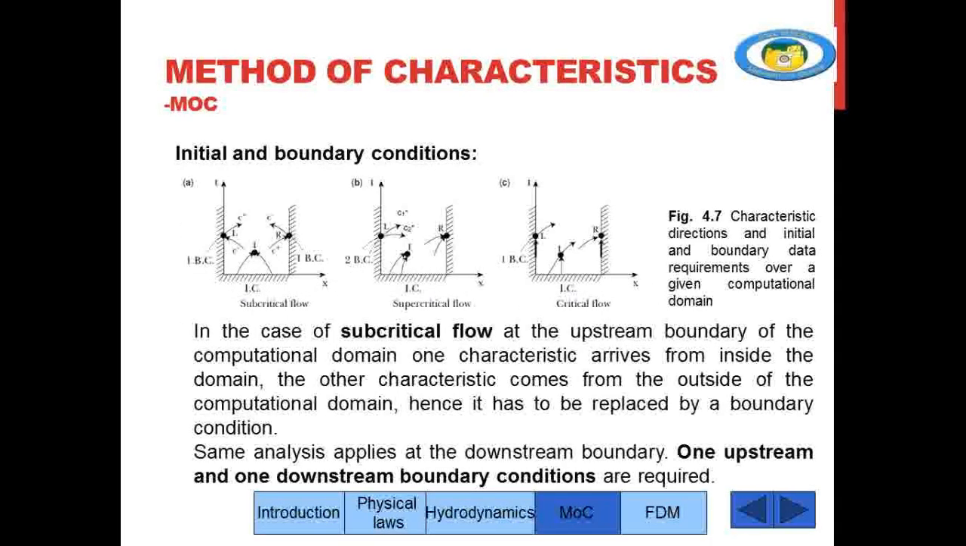But if you look at the boundary conditions, for subcritical flow, we said the C plus forward characteristics and the backward characteristics are opposite in direction. If you look at the upstream boundary condition, if you are interested in determining the flow characteristics on the left boundary, there would be C minus coming from inside of the computational domain, but C plus has to come from outside of the computational domain.